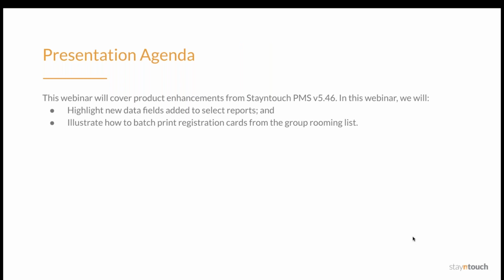Today's presentation will cover how you can get the most out of the Stayntouch Cloud PMS version 5.46 product release. In this webinar, we will highlight new data fields added to select reports and illustrate how to batch print registration cards from the group rooming list. We will have a short Q&A session at the end of the presentation.